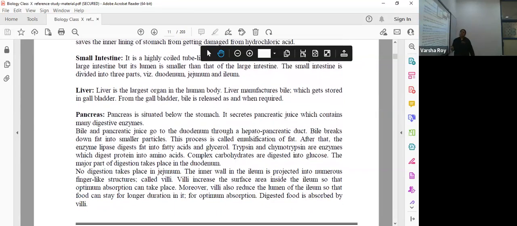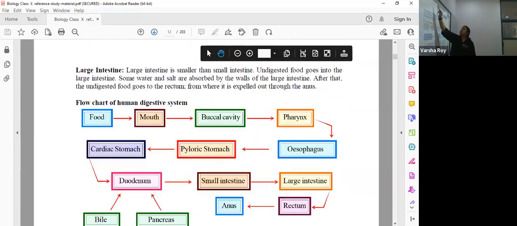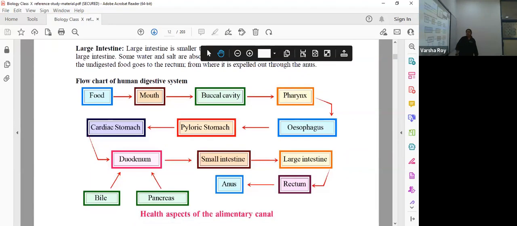So what is the adaptation of the small intestine? So this is how the food travels. ये पूरा एक है health aspects of the alimentary canal. So, flow chart. First of all, you will remember the flow chart of the digestive system.